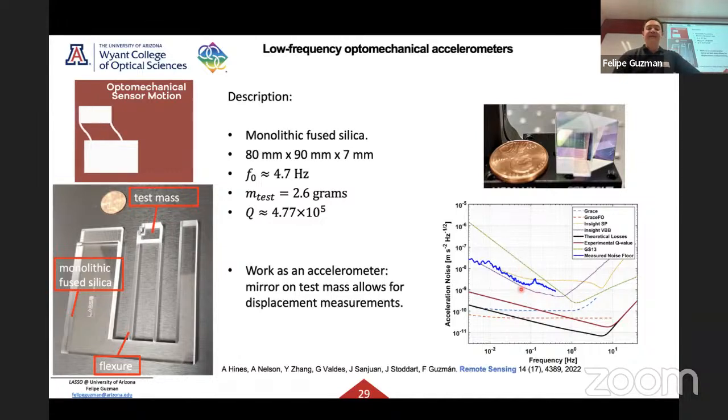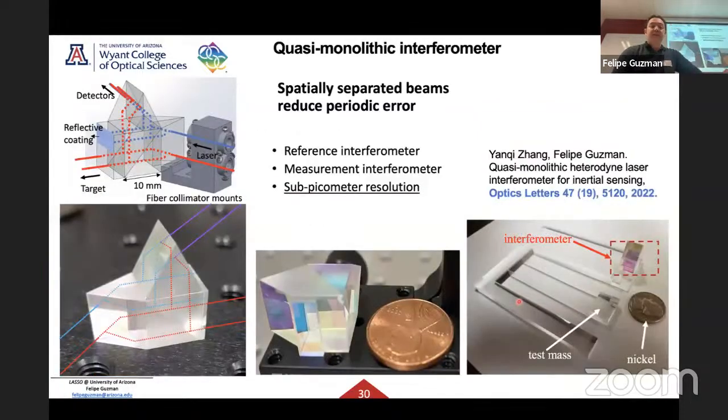The purple one here is, I guess, the derived sensitivity of the InSight seismometer on Mars. And this blue trace is what we've measured so far in our lab. So we're getting there. We're about 1.5 to 2 orders of magnitude away from where we want to be. So let me tell you why.